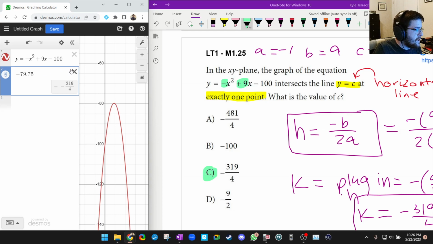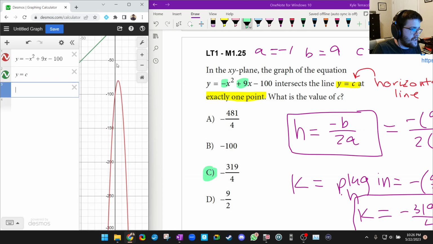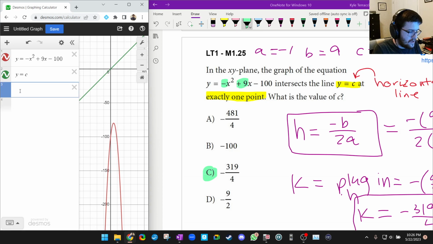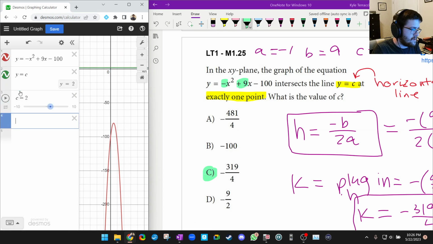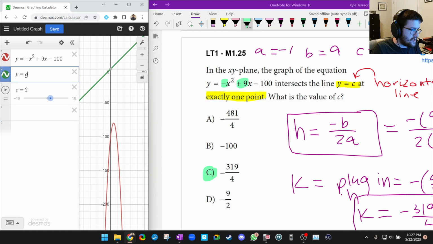But even better, if you didn't know anything, you could just type in the question, y equals c, and then I need a slider for c. Let me put a slider for c. Is c a special letter? Don't tell me it is. Let me try d or something, or k. I don't know. It's not letting me add a slider. Hold on. Let me try again.